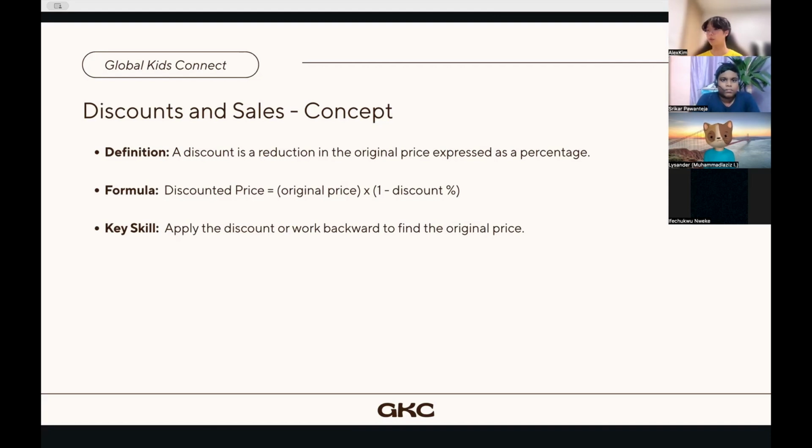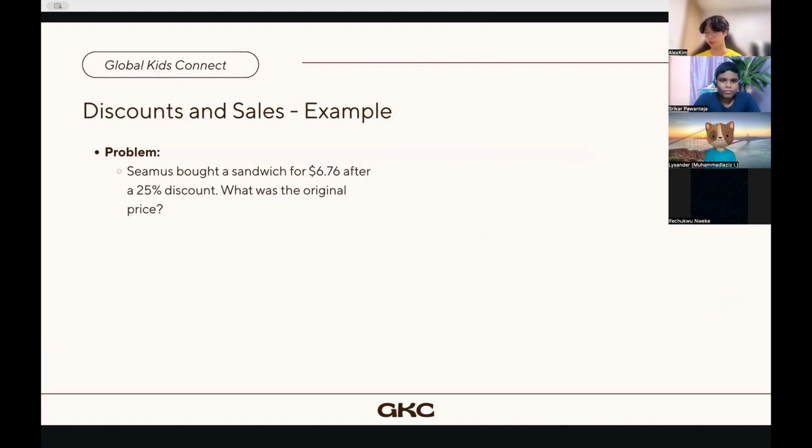So what this means is that when you're given the percentage, you use that percentage within the formula itself. And so I think we can move on. If anybody has any questions regarding the concept itself, you can ask now. If not, then we can move on and use this concept in an example question.